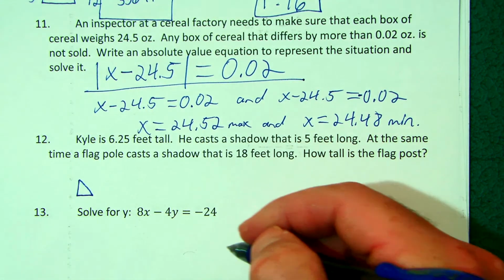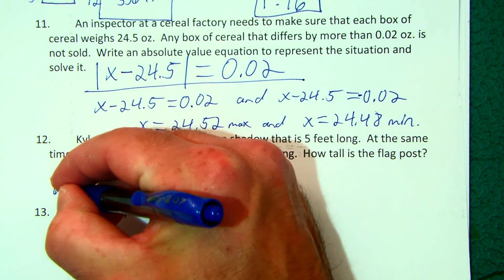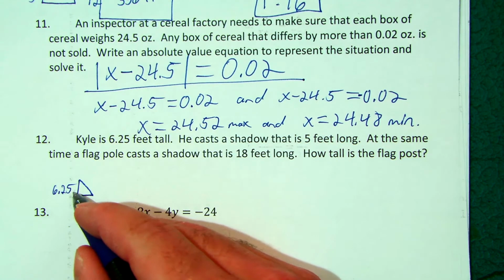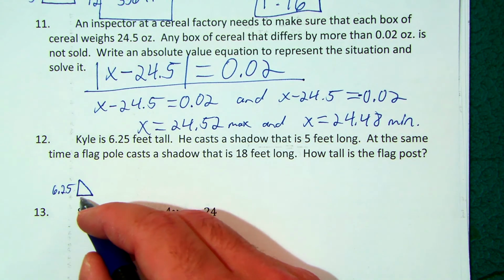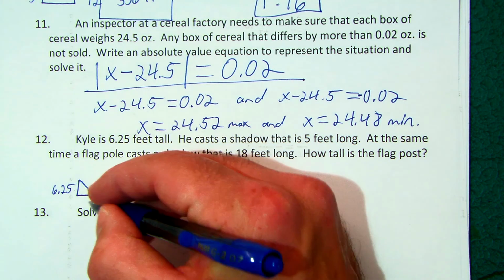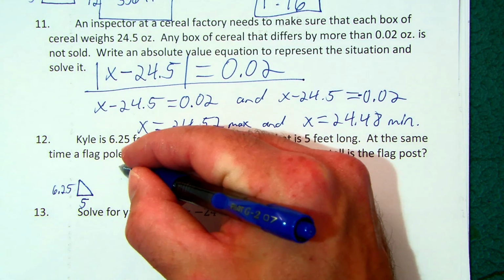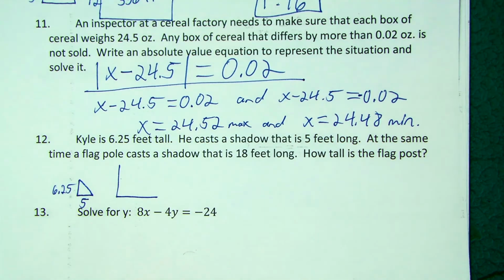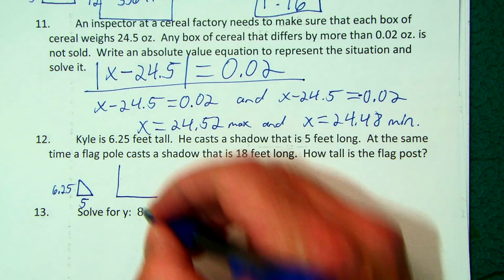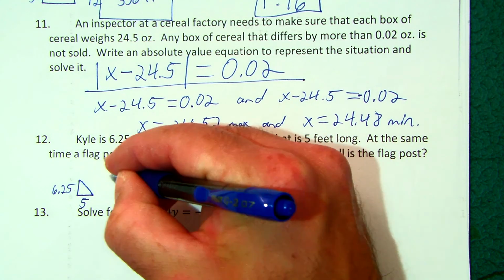so Kyle's 6.25 feet tall. 6.25, that's the height of the triangle. The other leg would be he cast a shadow 5 feet, so that's 5. Then we talk about this flagpole. The flagpole casts a shadow that's 18 feet long. We're trying to figure out the height.